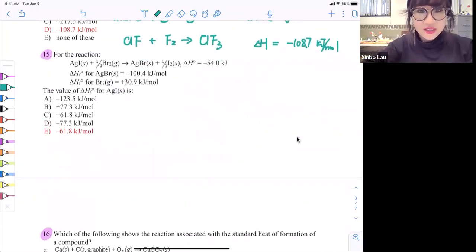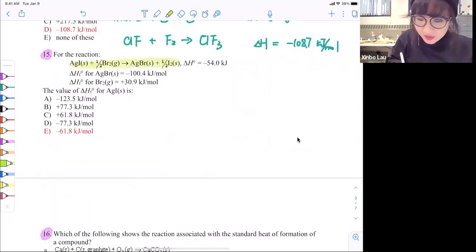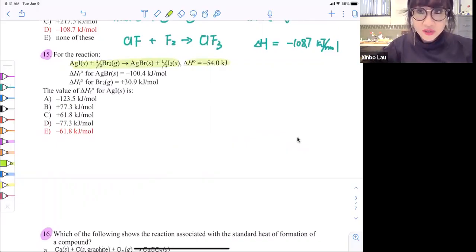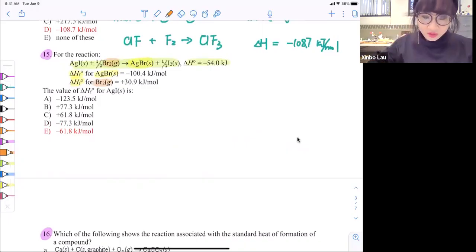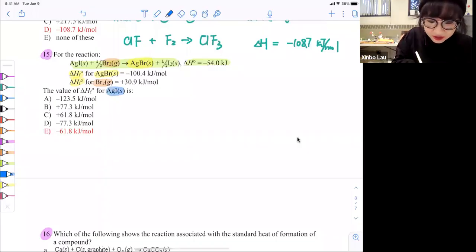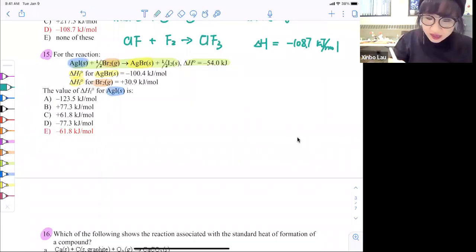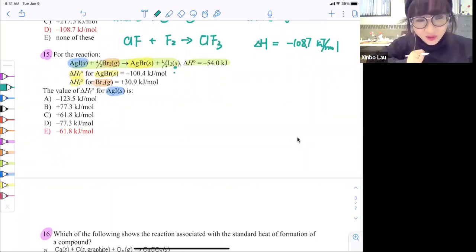Next question, what's this? You are given the reaction equation and the enthalpy change for the reaction. You're also given the enthalpy of formation for each substance. For each product you have it given, and you also have this one. You're given those two, and it's asking us about this. If you don't know, think about it.